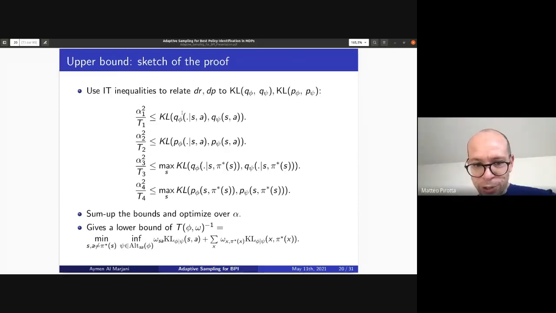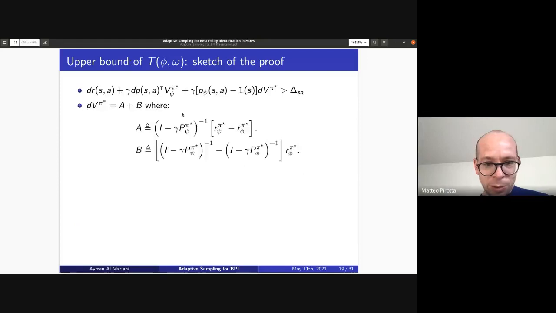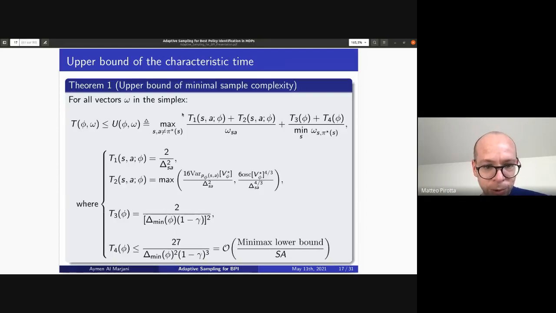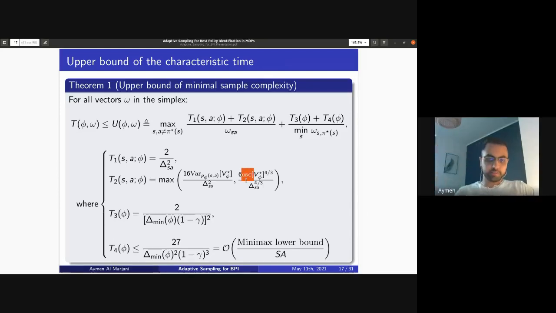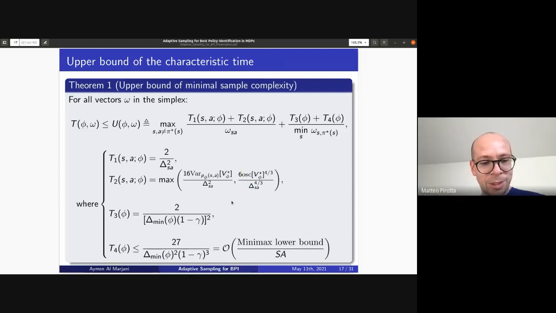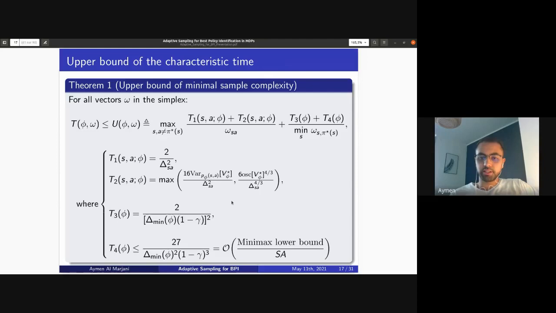There is a question. It's very specific, but maybe you can answer now. There is a question about the definition in term T2. Yes, sure. There is a notation related to this term, OSC. What does it represent? Is it something related to higher order moments? It's the oscillation of the value function, or the span, if you prefer, the span of the value function.